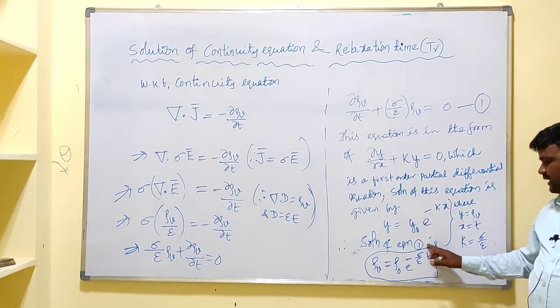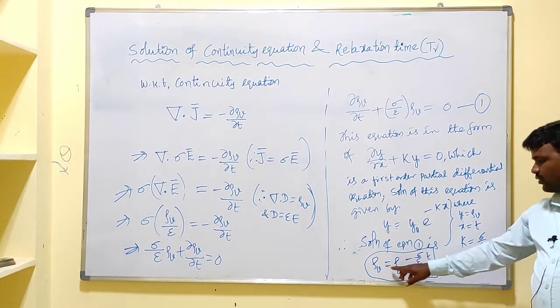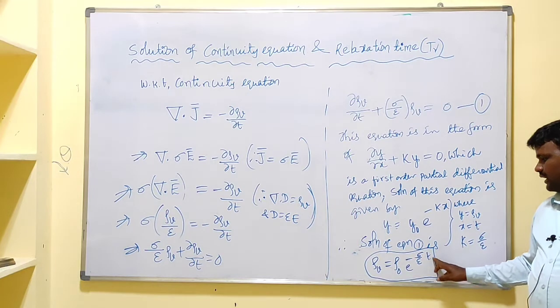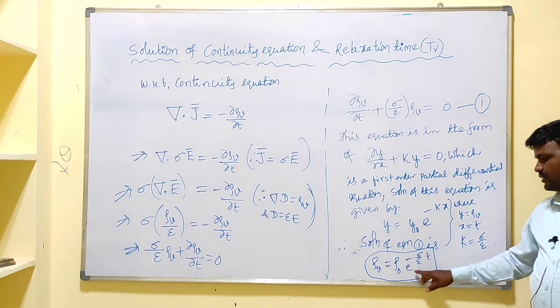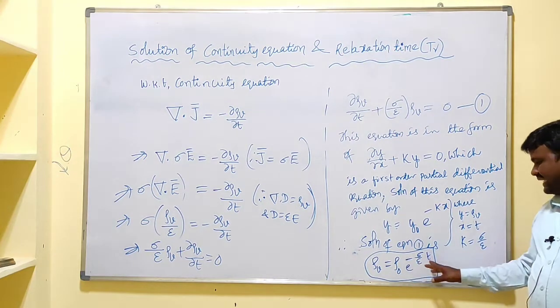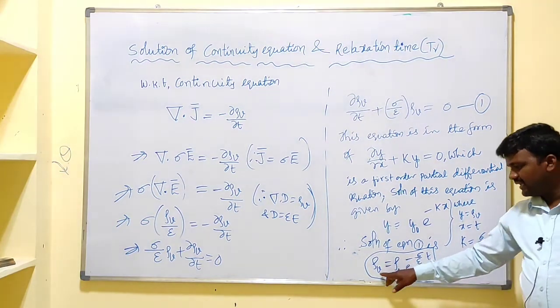At t equal to 0, e to the power 0 is 1, so rho v equal to rho naught at t equal to 0. If t equal to infinity, e to the power minus infinity is nothing but 0, and 0 into something is 0. As t tends to infinity, rho v becomes 0.